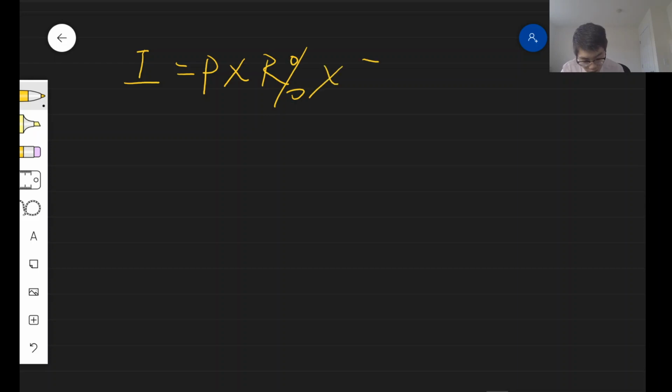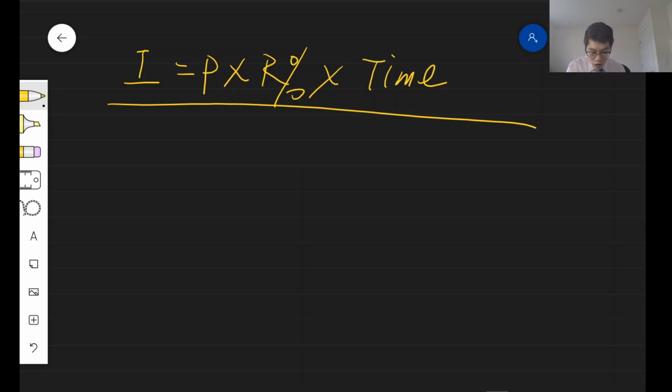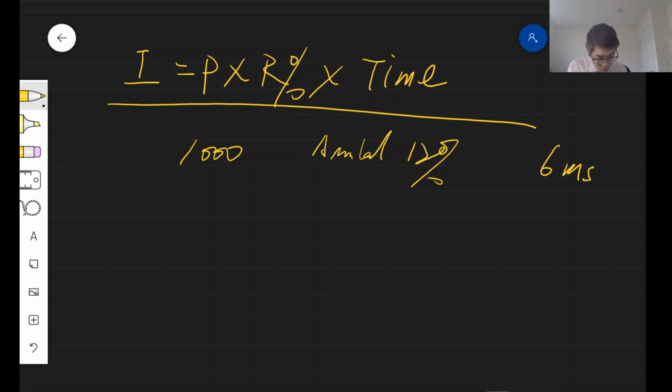For example, interest equals principal times the rate times time. That is our equation. Let's say the principal is $1,000, and this is a different example than the one on the slide. Let's say the annual interest rate is 12%, and now we are borrowing this money for 6 months.